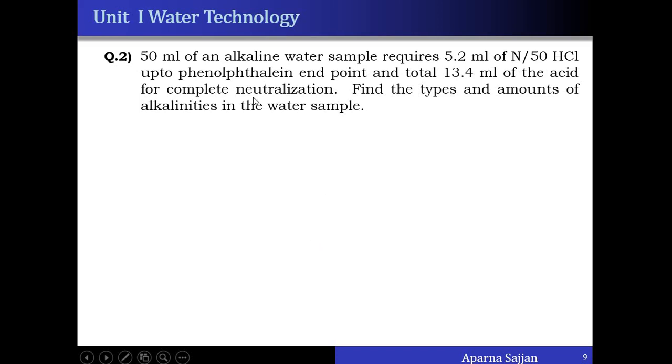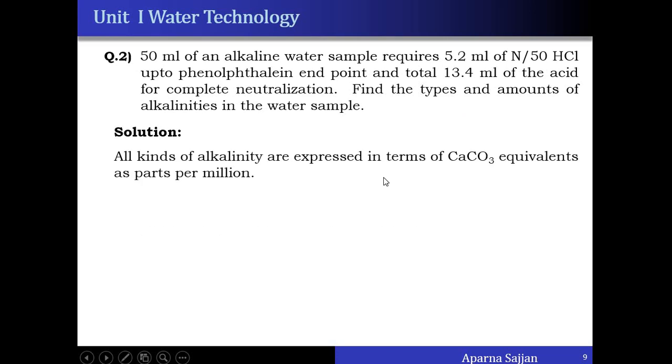Let us take the next numerical. 50 ml of alkaline water sample, meaning the titrated volume of water is 50, requires 5.2 ml of N by 50 HCl up to the phenolphthalein endpoint. N by 50 means 1 by 50. And the total volume of acid is 13.4 ml for complete neutralization. Find the types and amounts of alkalinities.